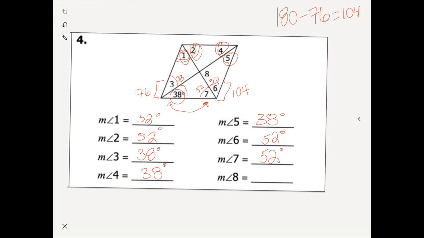And the last one we need to find is the measure of angle 8. Remember, we said diagonals are perpendicular. So this has to be a right angle, which means this is a right angle, which means this is a right angle, which means this is a right angle. So the measure of angle 8 is 90 degrees.